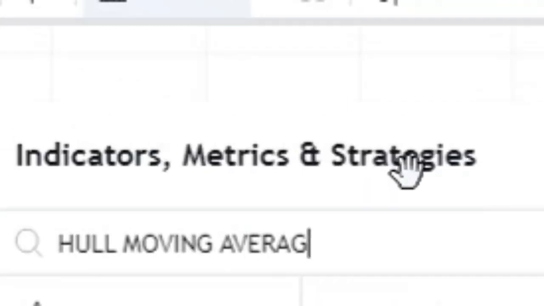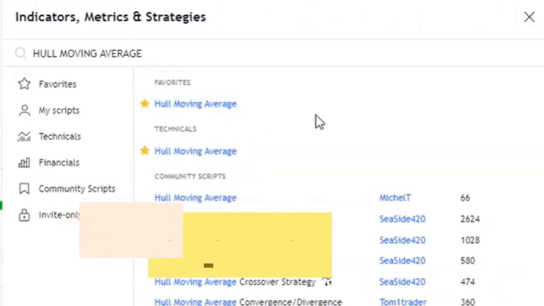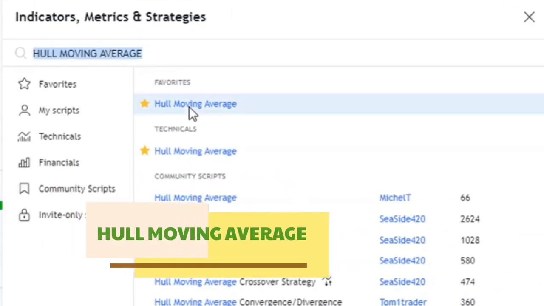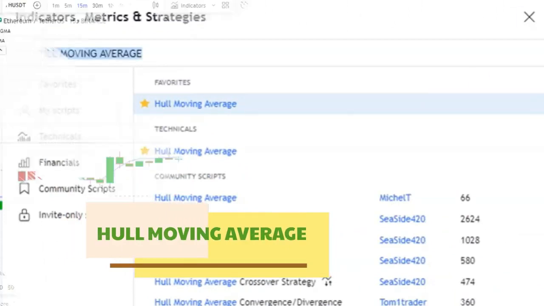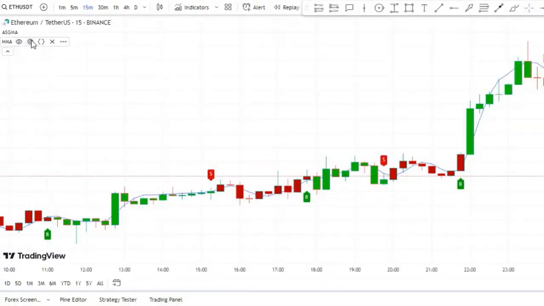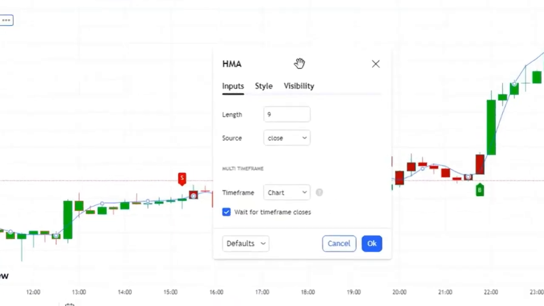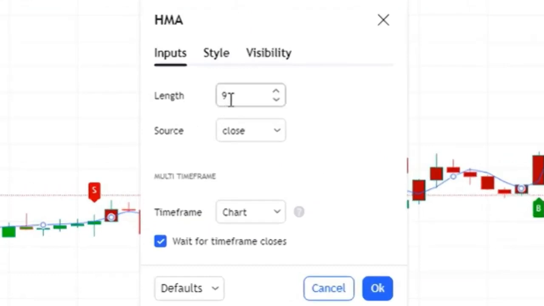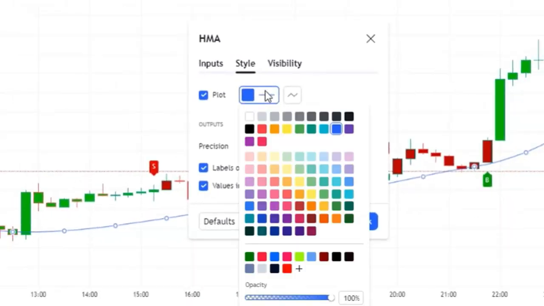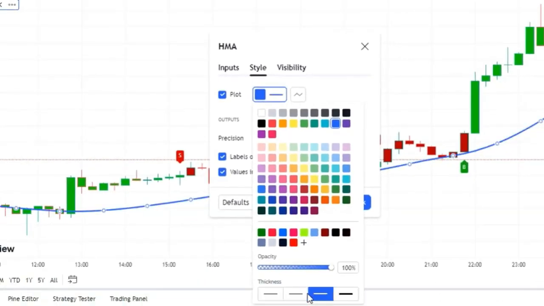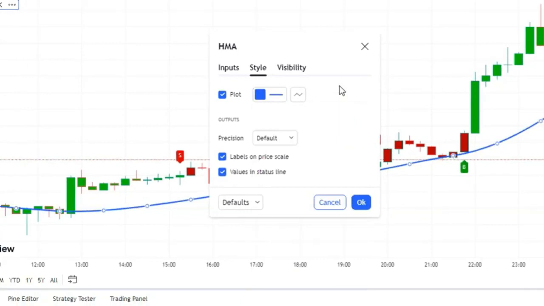To add that, we're going to attach the Hull moving average indicator to the chart. Just like the last two indicators, this one needs to be tweaked as well. So go into the settings and input section, change the length to 90. And then in the Style tab, adjust the color and thickness of the indicator line. This indicator will help us determine the longer term trend.